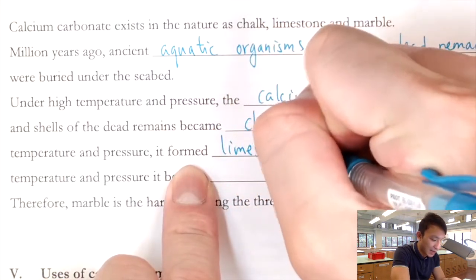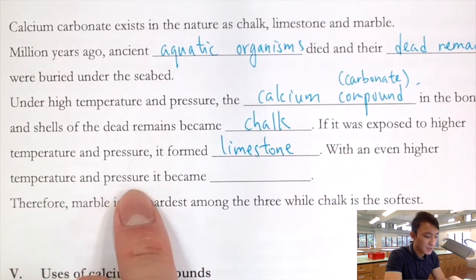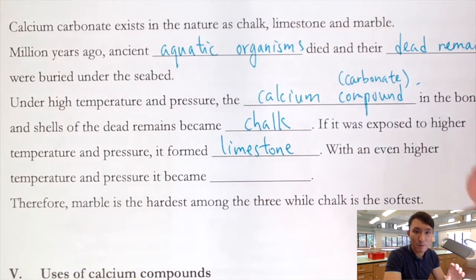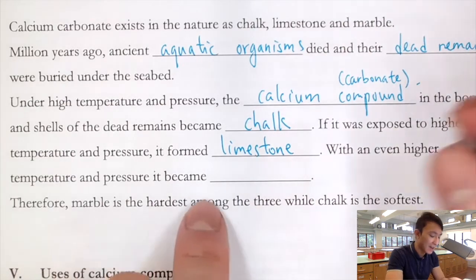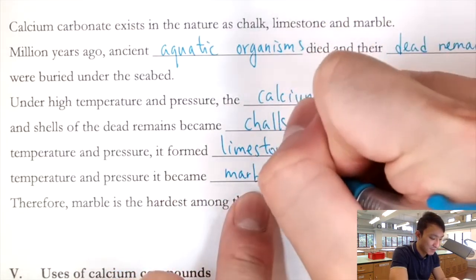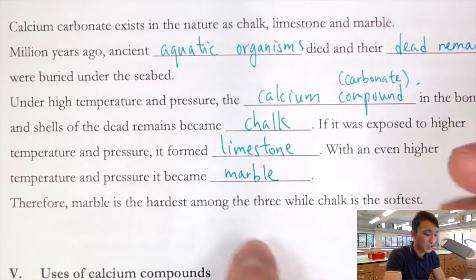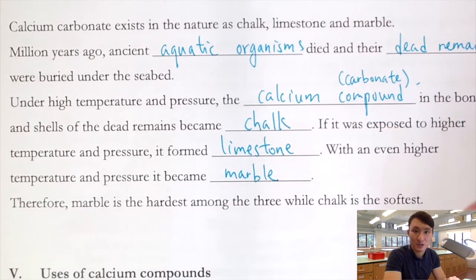Okay? And if you provide sufficient temperature and pressure, the limestone gets more packed, getting harder, and in the end they become marble. Okay, marble. Right? So that's the idea. So you see, the formation of chalk, limestone, and marble are pretty much the same. It's a matter of the temperature and the pressure which the calcium compound is exposed to.